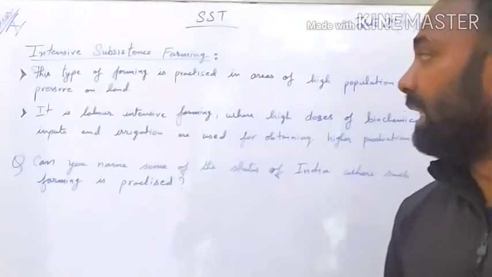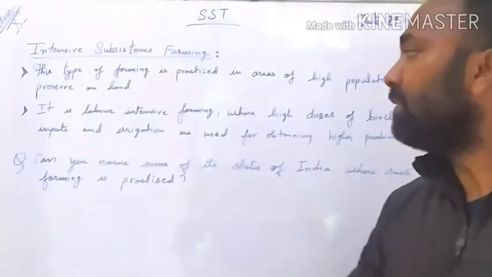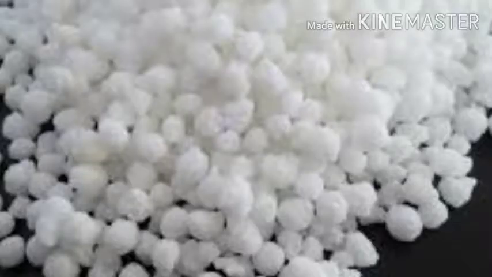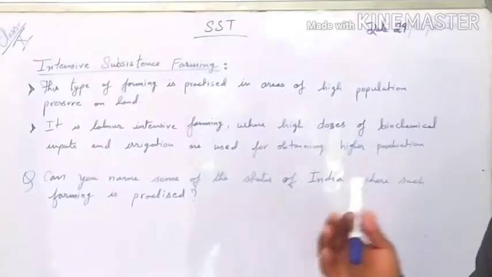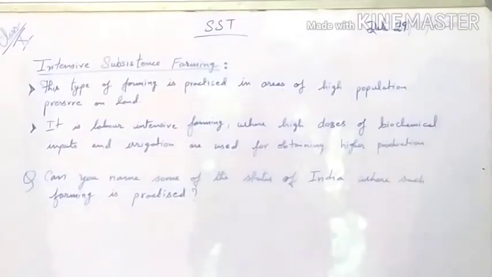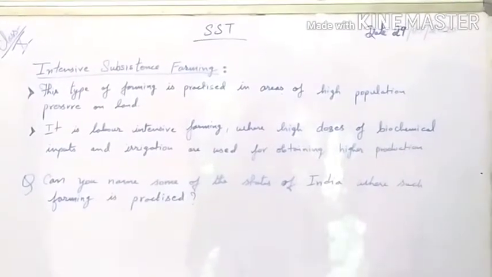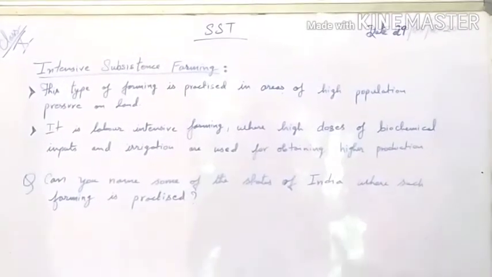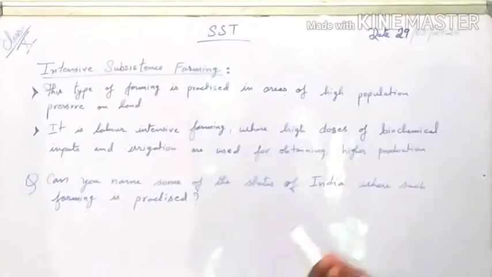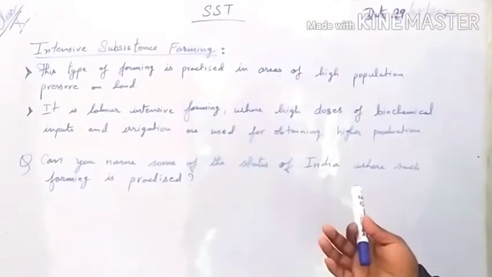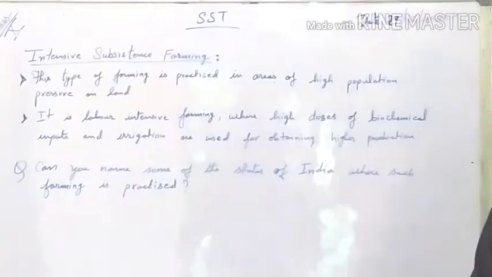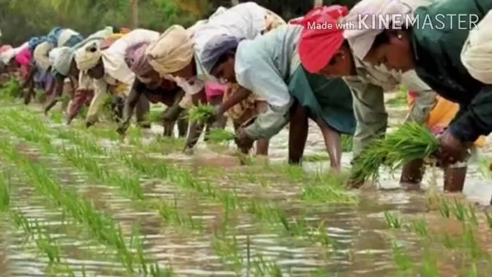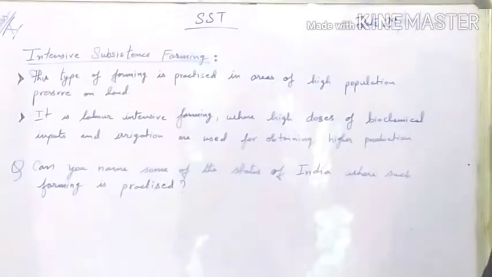So in this case, what do the people do? The people give high doses of biochemical inputs and irrigation to obtain a higher product from the field. To get higher production, the people use biochemicals in higher doses, and irrigation. In this type of farming, laborers are employed in an intensive manner. That means a greater number of laborers are required for this kind of farming.